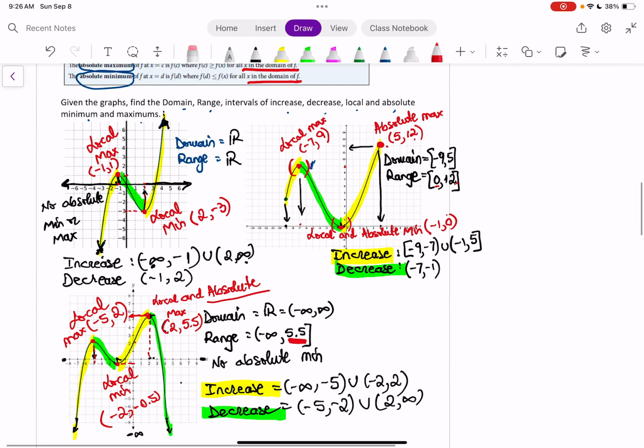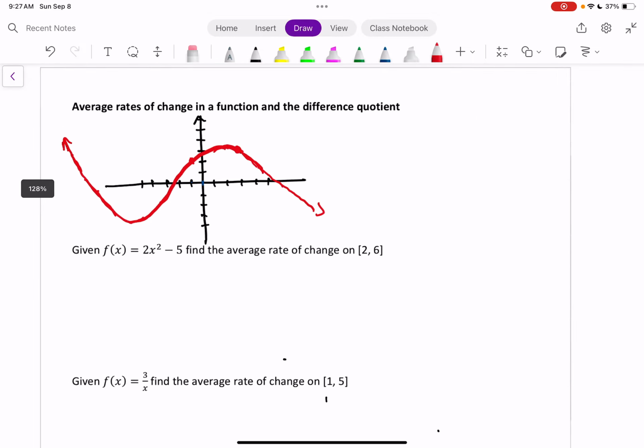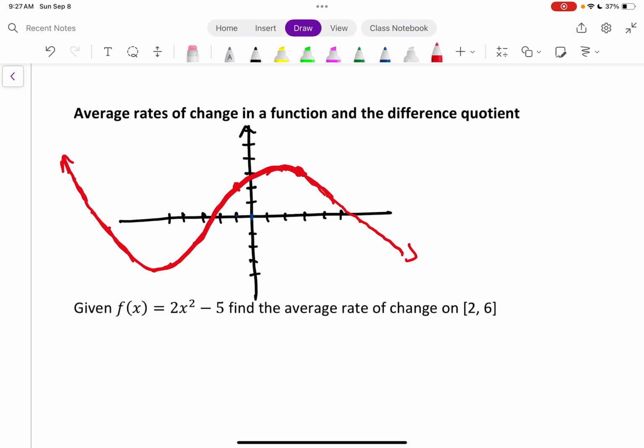Okay, all right, and now I have one more idea for you for this section. It's average rates of change in a function and the difference quotient. So sometimes, again, we're looking at the graph of a function. How do the y values change with respect to the x values?